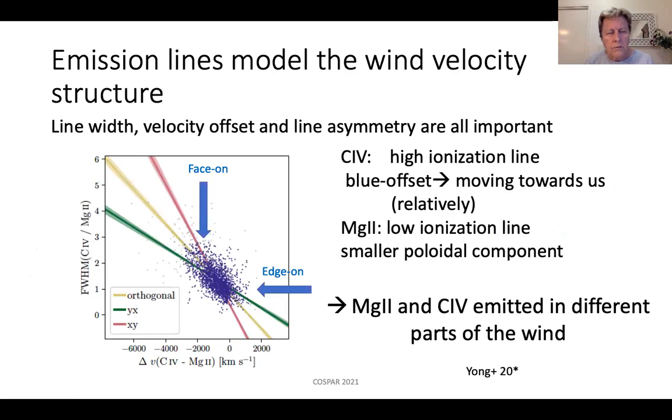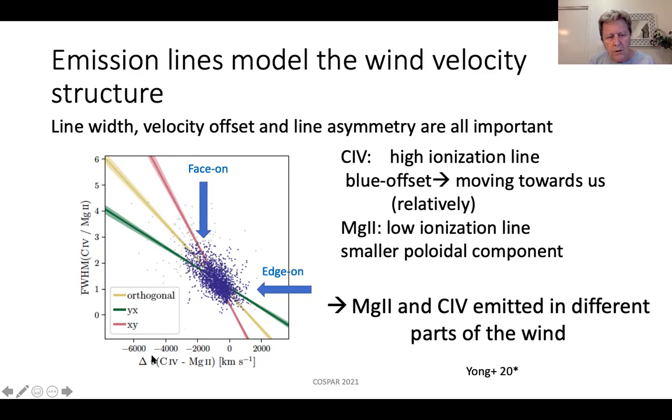A second result that we found was when we looked, first of all, we thought that that started to suggest that the line width, the velocity offset of the line, and the asymmetry of the line were all important in understanding the structure of the wind, and that perhaps the direction that we're viewing from might change these values.